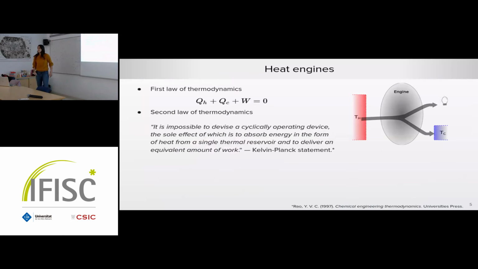Okay, now a slight change of topic. Heat engines. A heat engine is a device that takes energy from a hot reservoir to produce some work and dumps the excess energy in a cold reservoir. What we know about heat engines is that they respect the laws of thermodynamics, of course. So the first law is conservation of energy. And for the second law, I put here the Kelvin-Planck statement, which basically says that you can't have work produced just with a hot source. You also need the cold reservoir.